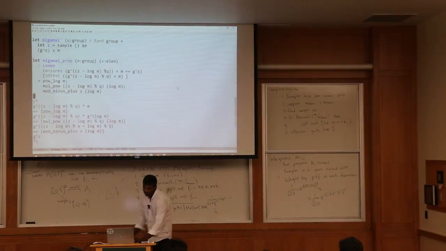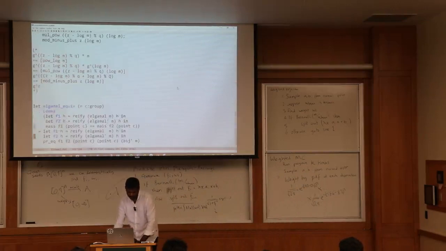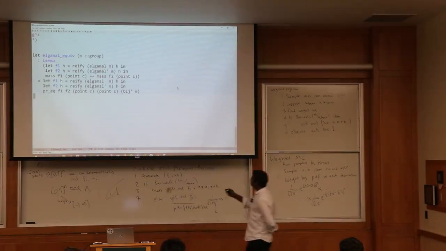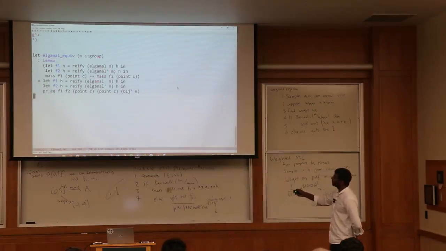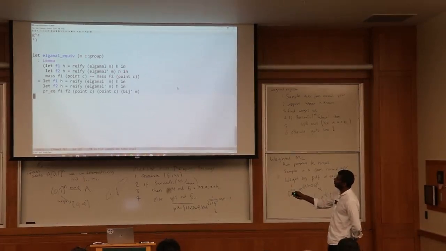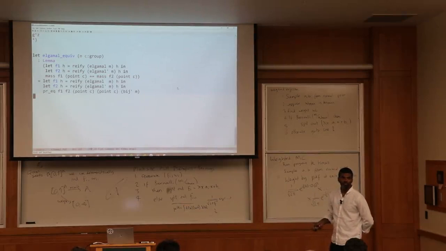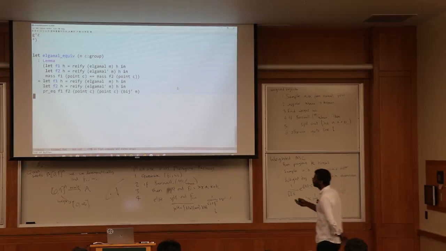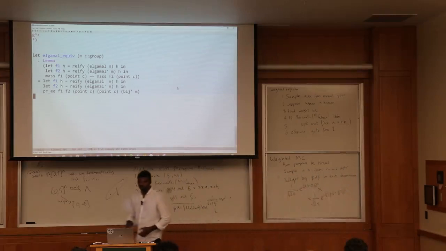And what you can prove is that concrete El-Gamal and ideal El-Gamal satisfy the same kind of lemma as the one I showed you for OTP. It says, if I have some message that I'm trying to encrypt, and I pick some group element C, then running concrete El-Gamal and running ideal El-Gamal produce distributions that have the same mass at C. Okay? So that's how you do these kinds of proofs.